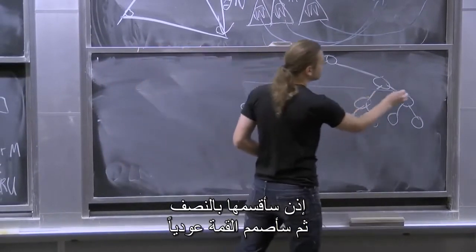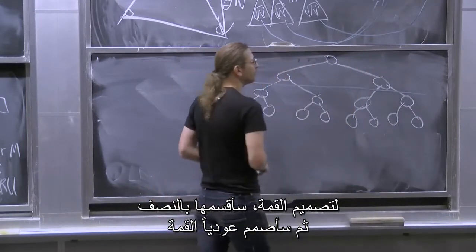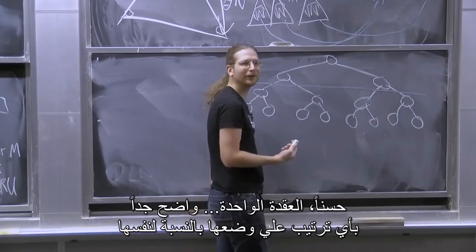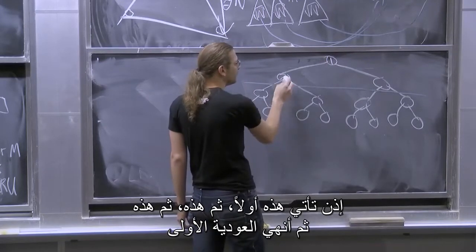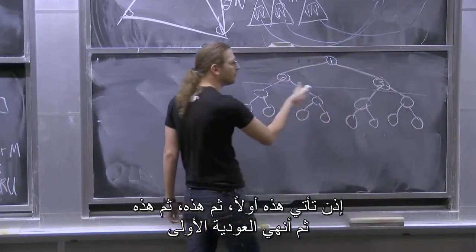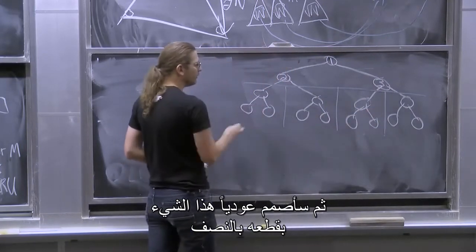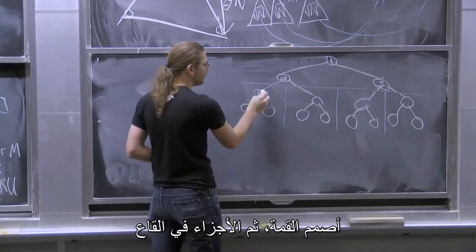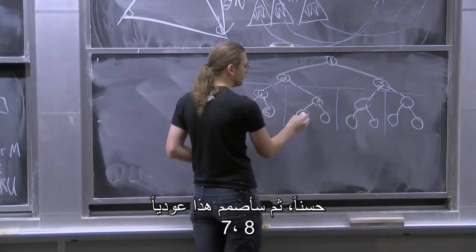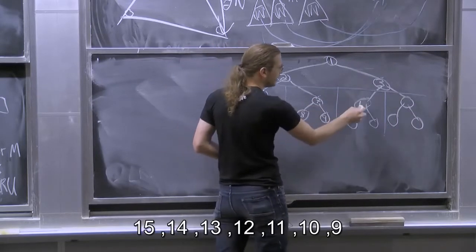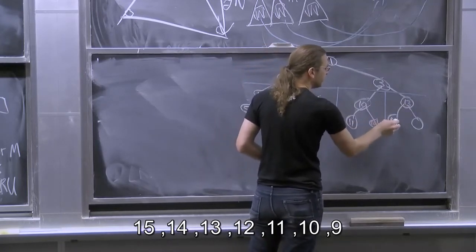So I'm going to split it in half, then recursively lay out the top. To lay out the top, I'm going to split it in half. Then I'm going to recursively lay out the top. Well, a single node, it's pretty clear what order to put it in with respect to itself. So that goes first, then this, then this. Then I finish the first recursion. Next, I'm going to recursively lay out this thing by cutting it in half, laying out the top, then the bottom parts. Okay, then I'm going to recursively lay out this: 7, 8, 9, 10, 11, 12, 13, 14, 15.